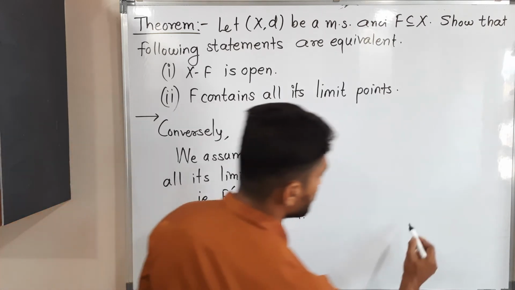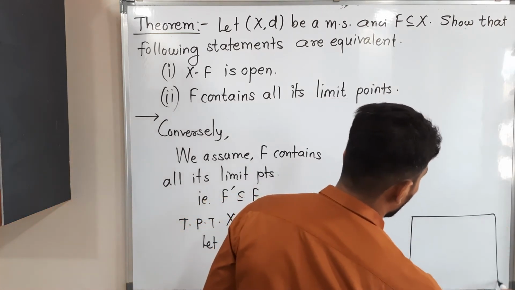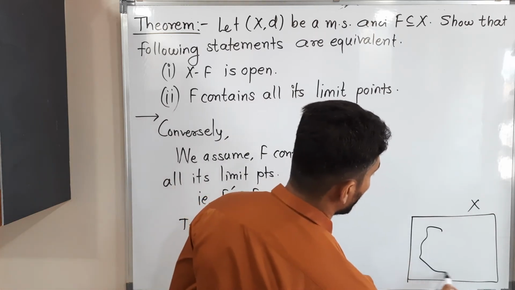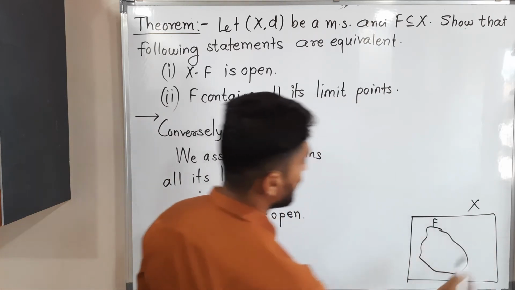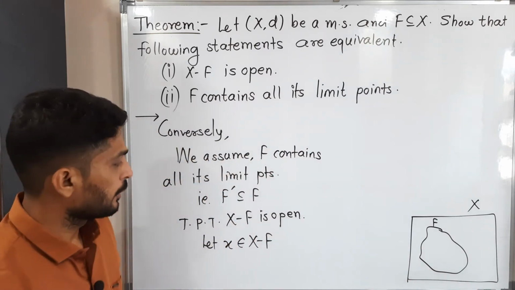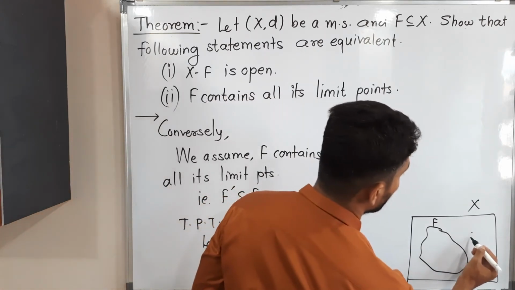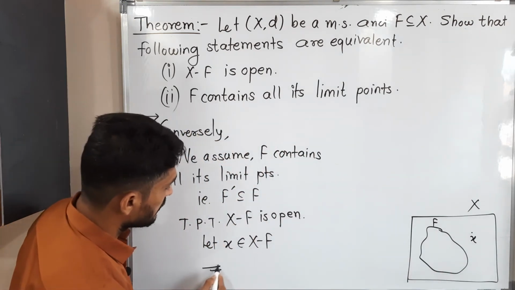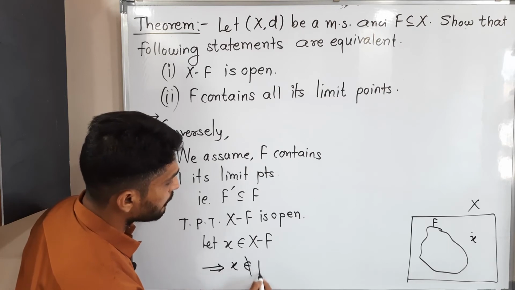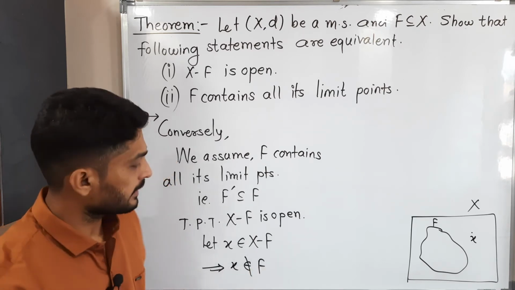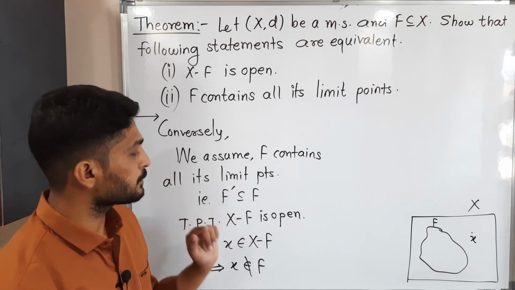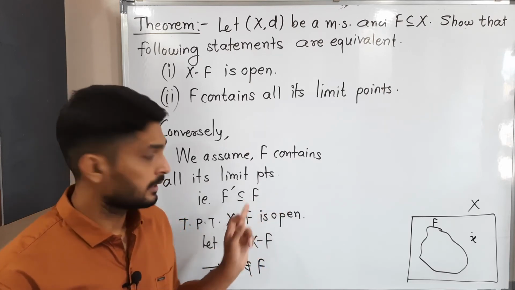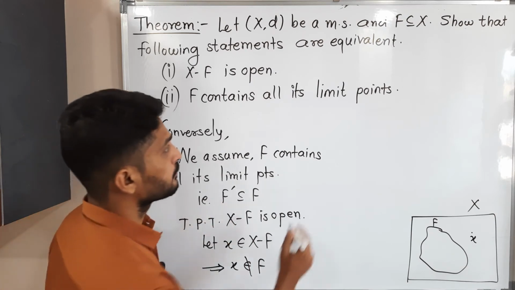So see, I will show in the diagram. So this is metric space X. This is some set F we have, getting, and X minus F means complement of F. So we have taken one point x from the complement of F, getting X minus F. That means x does not belong to F, getting, x does not belong to F. Actually, F dash is a subset of F. If x does not belong to F, then it is not a member of F dash also.